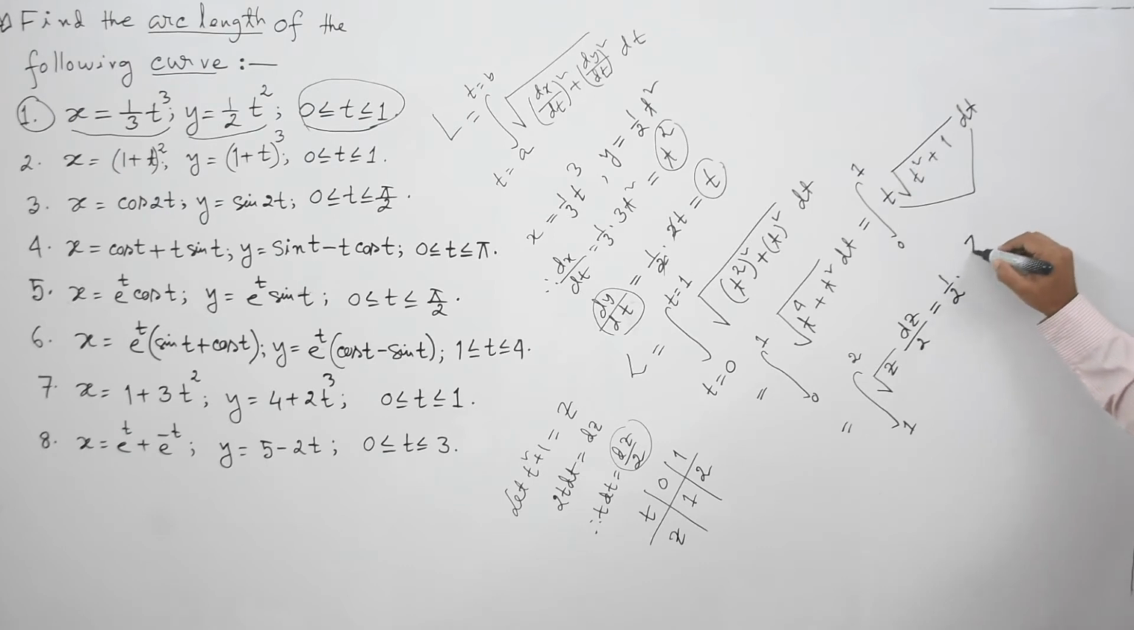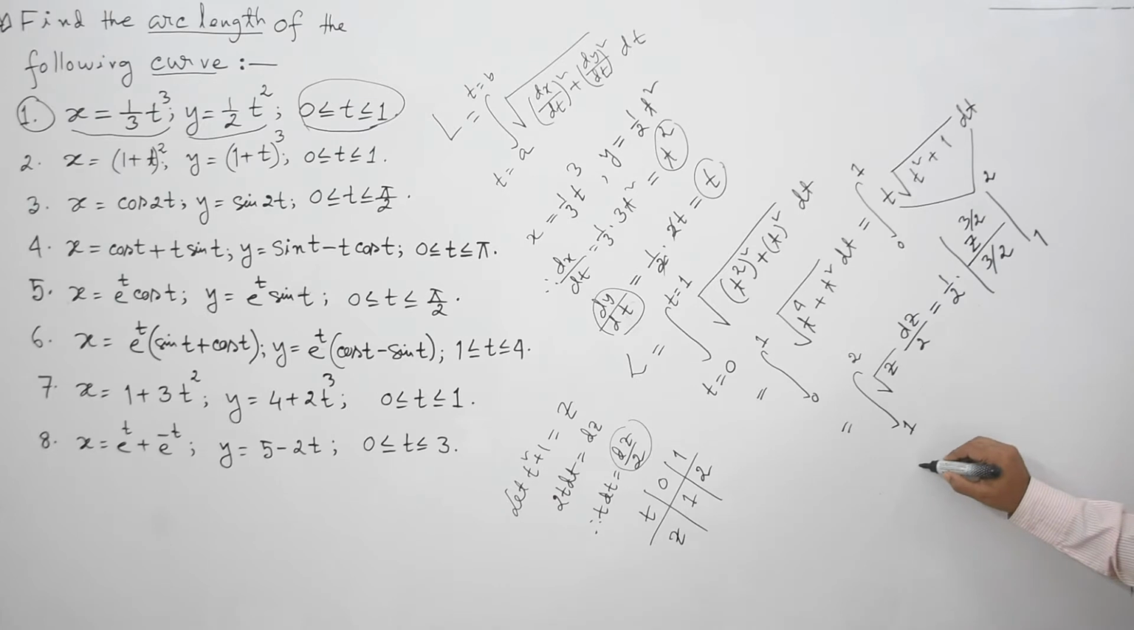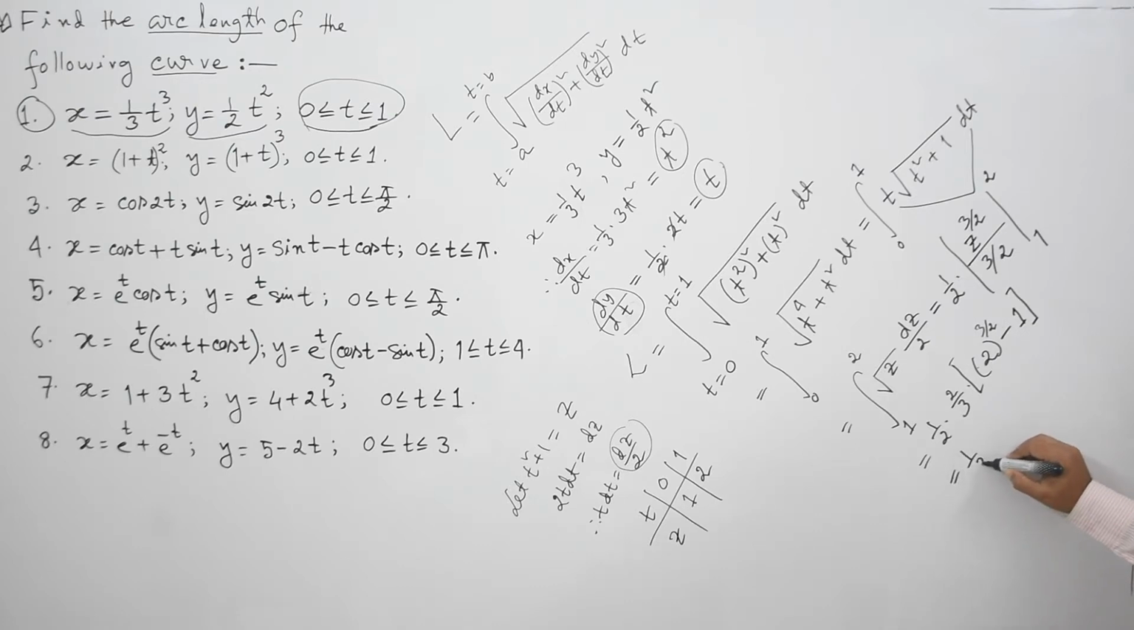Integration of root z will be z to the power 3 by 2 divided by 3 by 2, from 1 to 2. This equals half into 2 by 3, z to the power 3 by 2, where instead of z I can write 2 to the power 3 by 2, minus, if I put the lower limit, it will be 1. So this equals 1/3 times, and 2 to the power 3 by 2 I can write as 2 root 2, minus 1. So this is the answer.